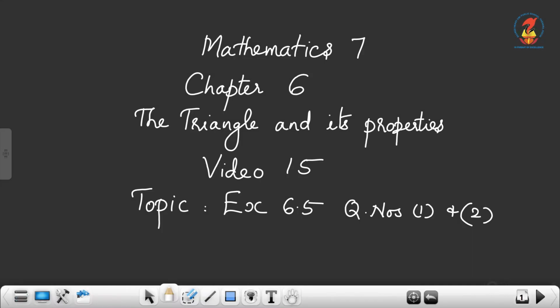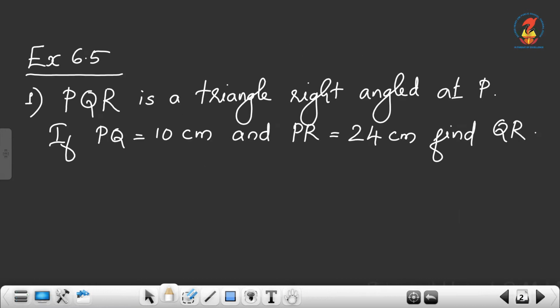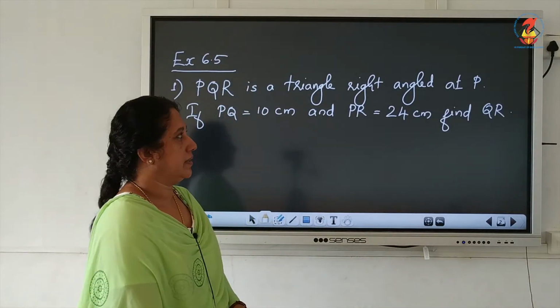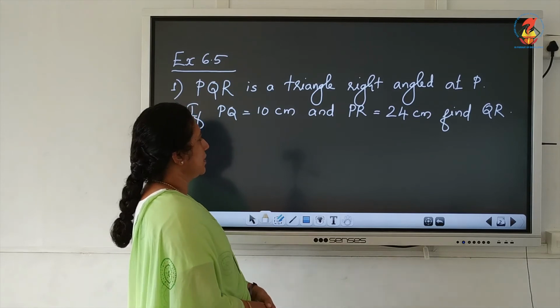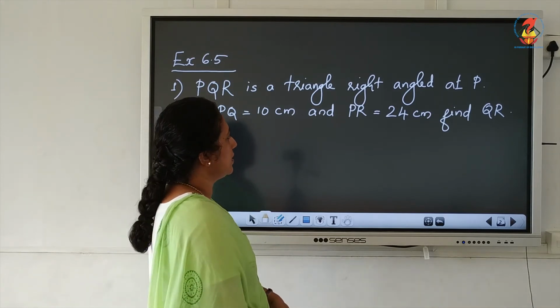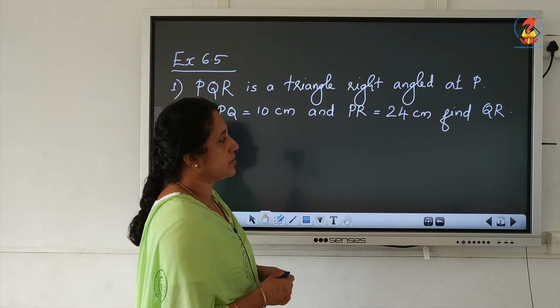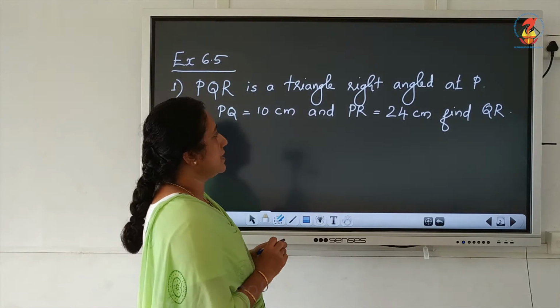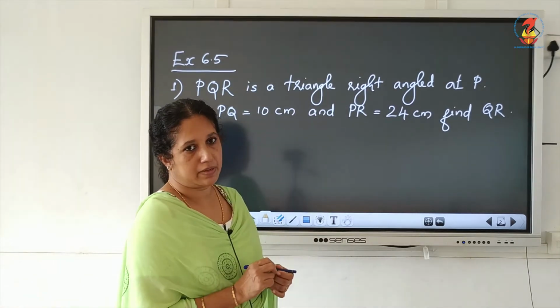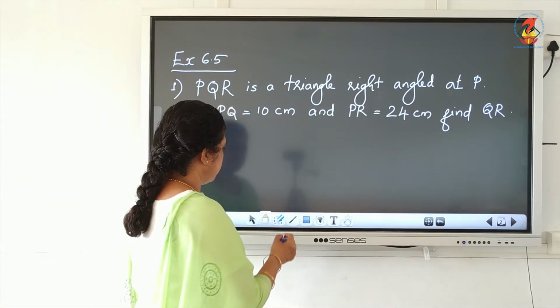We are going to start the exercise 6.5. Question number 1. PQR is a triangle right angled at P. If PQ equal to 10 cm and PR equal to 24 cm, find QR. PQR is a triangle right angled at P. We have to draw a rough figure.